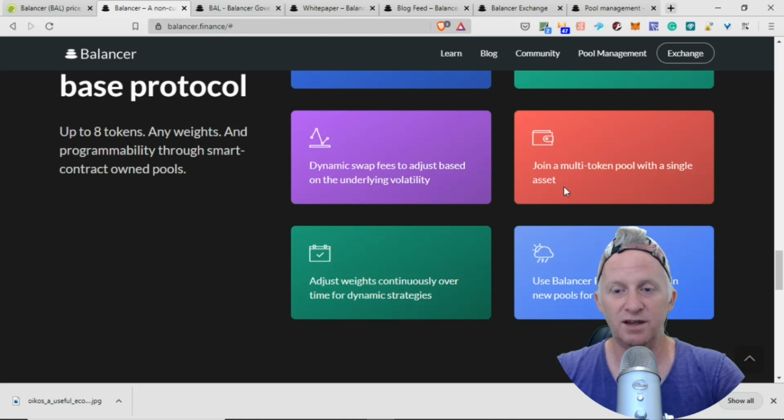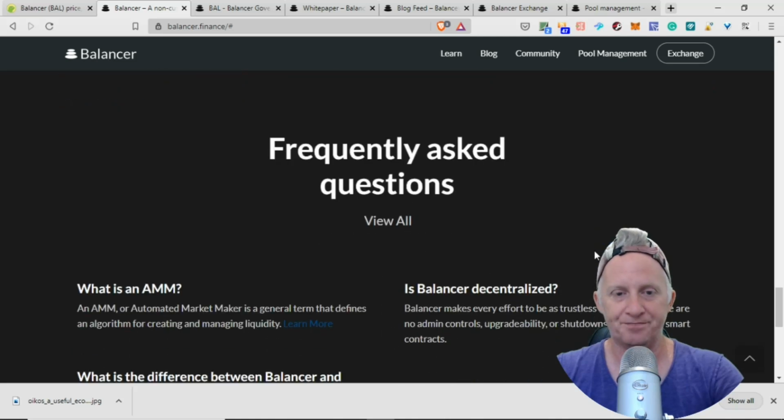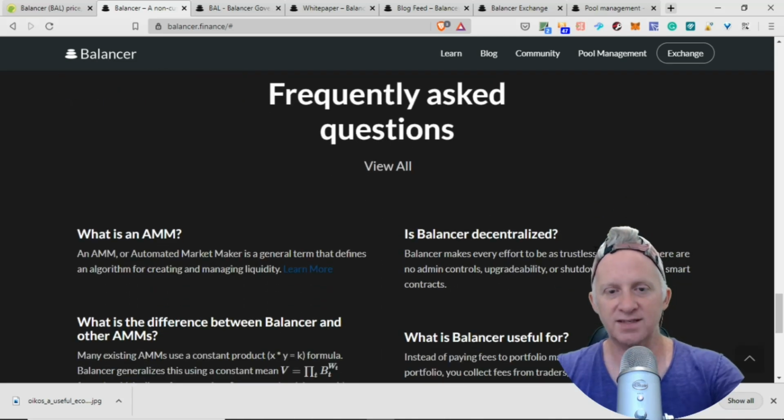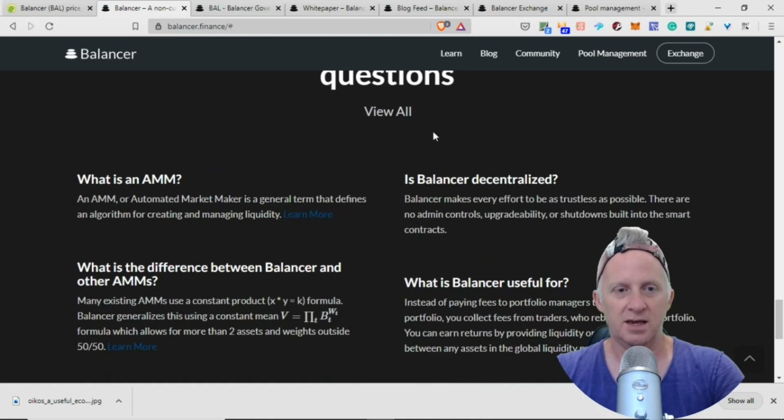Join a multi-token pool with a single asset. It's pretty cool. So you can join the pool and get exposed to many assets. Adjust weights continuously over time for dynamic strategies. Use Balancer pool tokens in a new pool for liquidity exposure. As for the frequently asked questions, I will let you read them. So this is the main page. I'm going to put the link below of balancer.finance.